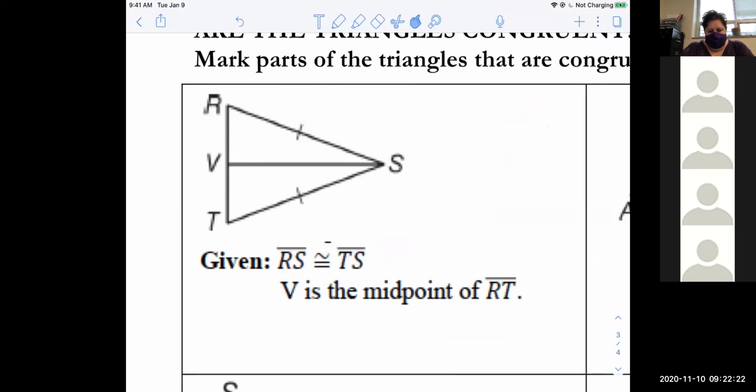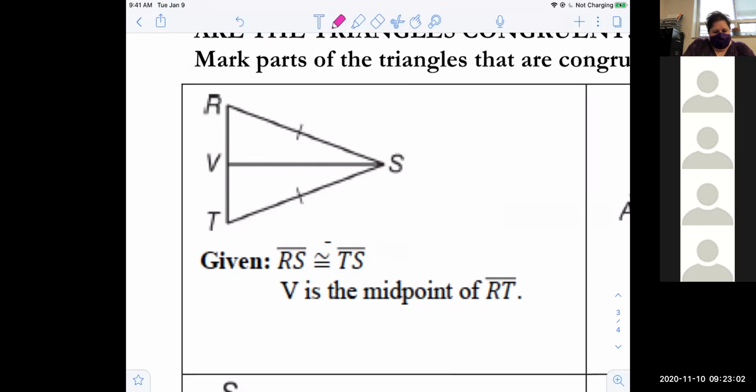Max, what can you get from the fact that V is a midpoint? What can I mark? What information is that providing? What segments are congruent? It says V is the midpoint of segment RT. Segment RT is right here. If V is the midpoint of that segment, what segments are congruent? The two segments are. There we go.